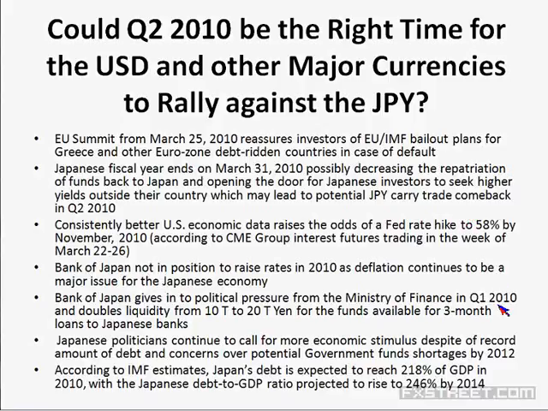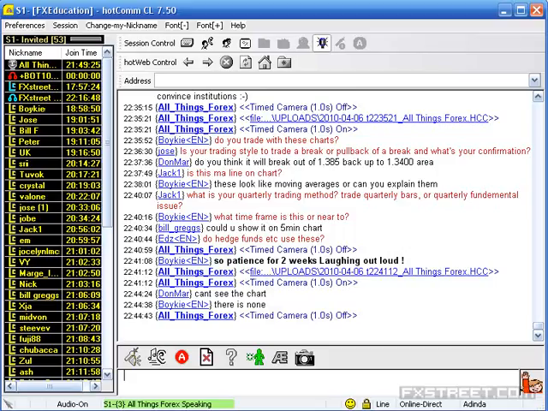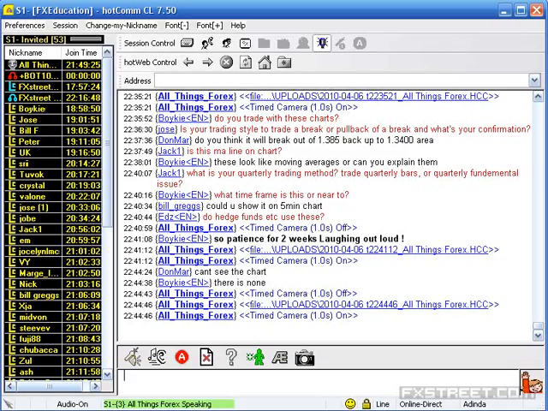Consistently better U.S. economic data raises the odds of Fed rate hikes to 58% by November of 2010, according to interest rate futures trading in the week of March 22nd to 26th. The Bank of Japan, I feel, is still not in a position to raise interest rates in 2010, as deflation continues to be a major issue.